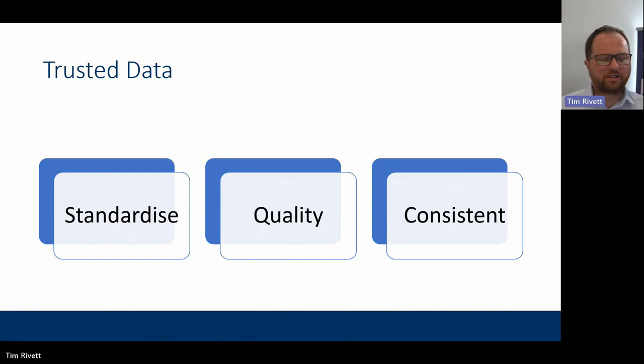If you're looking at data from place A, it's going to be the same as it is from place B. And when there are changes, it's going to be updated in a timely manner. Because if you've got inconsistent data, if you're not quite sure what's going to happen, you've got slightly different formats from different locations, the amount of effort that you've got to put in as a data consumer means that you're much less likely to use it, unless you've got a really strong business case for it.